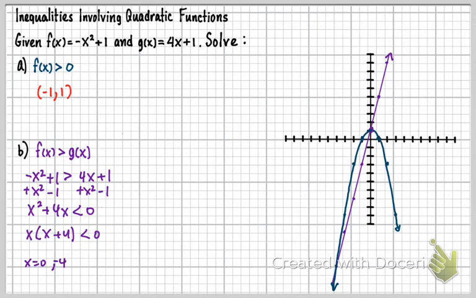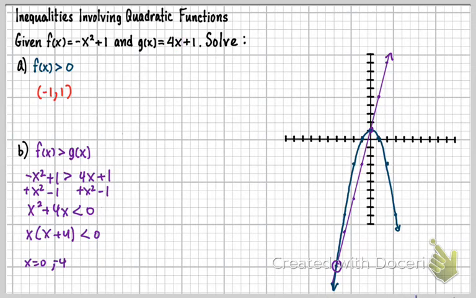And that gave me 0 and -4. So at -4 is where they intersect, which is here. And I don't know what that y value is, but it would be easy to find out. All I would have to do is plug it into here. So if I plug that -4 into there, that's going to be -16, plus 1 is -15.